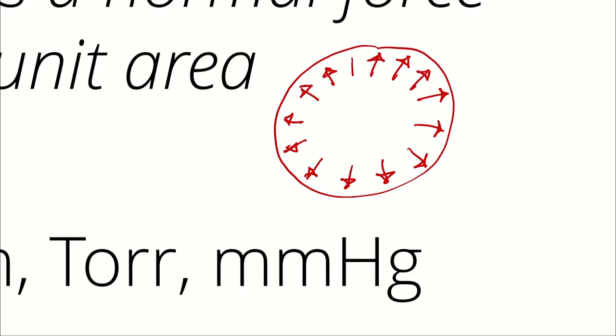Normal or orthogonal is like perpendicular, but in three dimensions. Perpendicular is to two dimensions as orthogonal is to three dimensions. You're looking at a plane. A normal force is perpendicular in this direction and this direction.